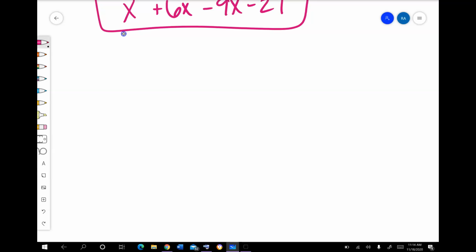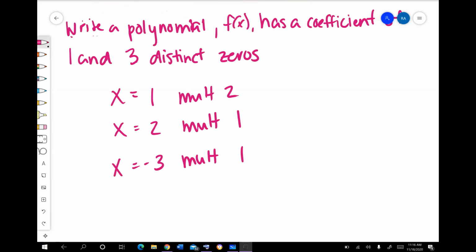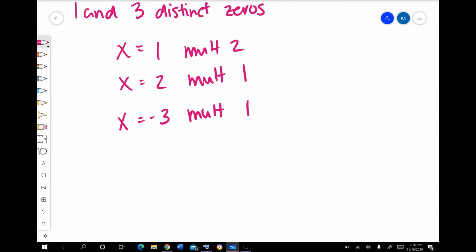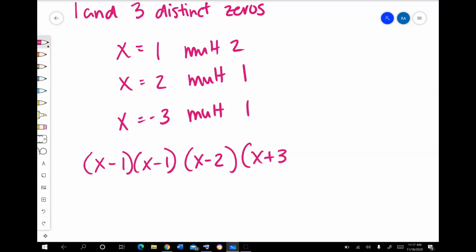All right, so write a polynomial again with a leading coefficient of 1. It has 3 distinct zeros this time. So it says x equals 1 and multiplicity of 2. Multiplicity of 2 means I write it twice. Oh, you got to change the sign. Change the signs. x equals 2 multiplicity of 1. That'll be x minus 2. x equals negative 3, x plus 3.